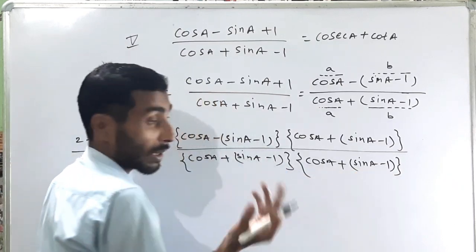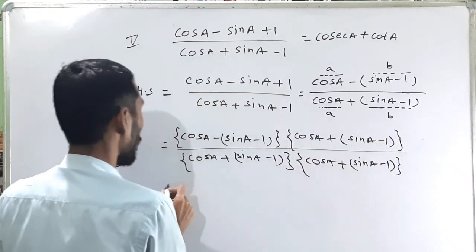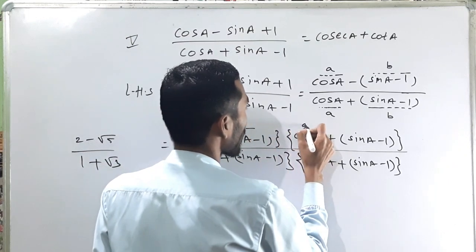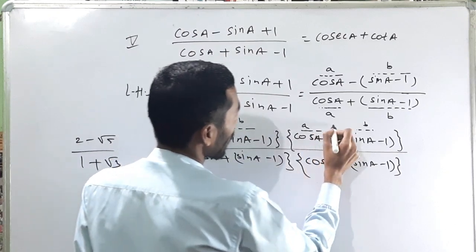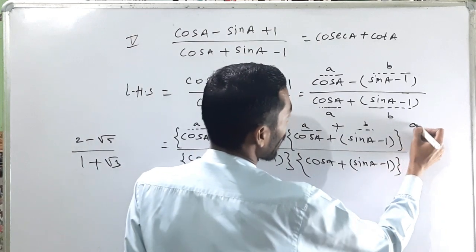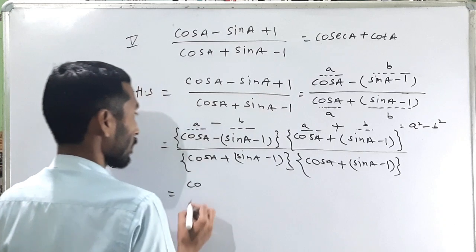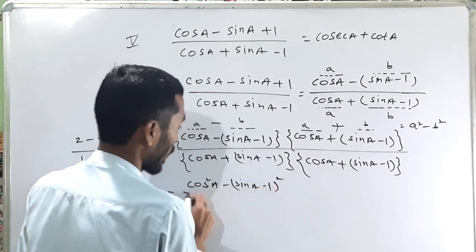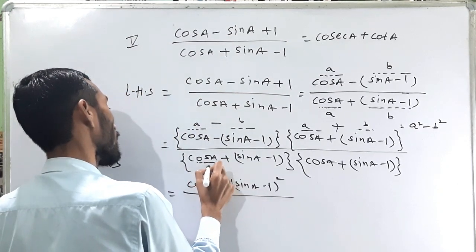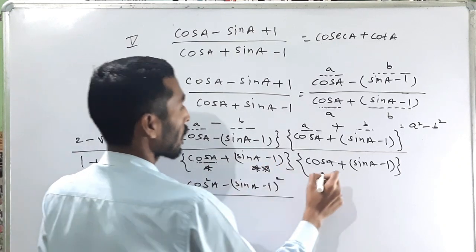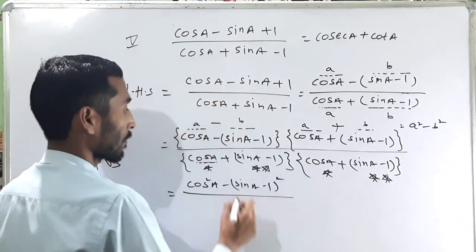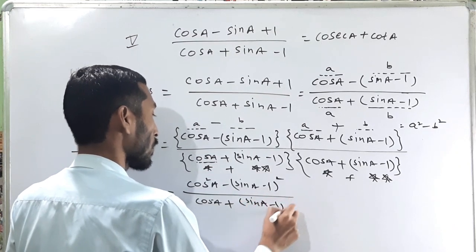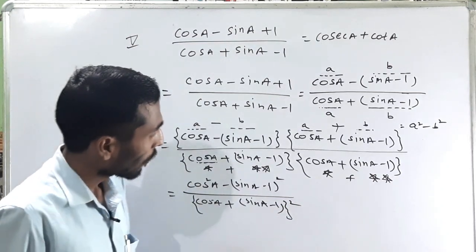In the numerator we have (A plus B)(A minus B) and in the denominator the square of (A plus B). Here A square minus B square, so cos square A minus (sin A minus 1) to the power 2, and again in the denominator the square of A plus B, that is (cos A plus sin A minus 1) to the power 2. And now we'll do the same thing here.